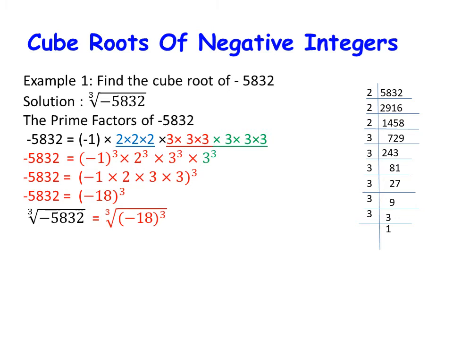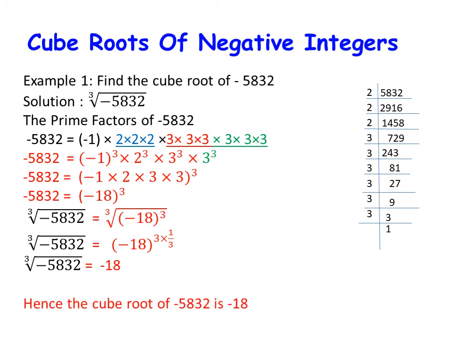And as we learned, cube and cube root are reciprocals of each other, so when they come together they will cancel out each other. I have shown it as 3, and this cube root means 1 upon 3. So cube and cube root cancel out each other, and you will get your answer as -18. So the cube root of -5832 is -18.